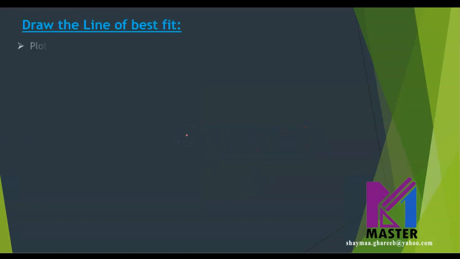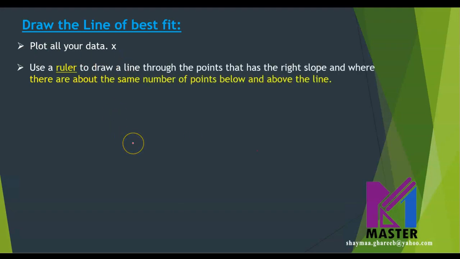Now let's see how we can draw the line of best fit. After we plot all the data, all the points on the graph, we have to use a ruler to draw the line through the points that has the right slope and where there are about the same number of points below and above the line.